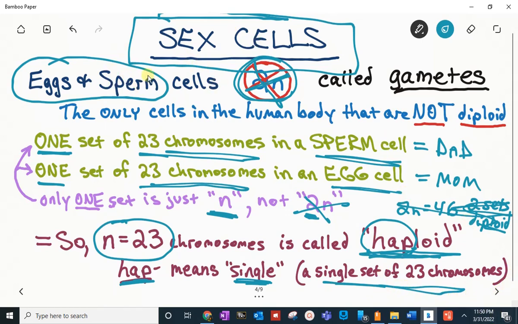And these sex cells, by the way, these eggs and sperm cells, are called gametes. So you're going to need to know this word as well, gametes. A gamete is just a general term that you use to say a sex cell. So you could be talking about an egg from the female, or you could be talking about sperm from the male. Either one, you can just use the general term gametes. If you want to specify whether this gamete is an egg cell or a sperm cell, then you would just say egg or sperm.